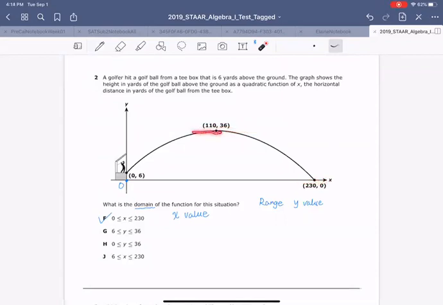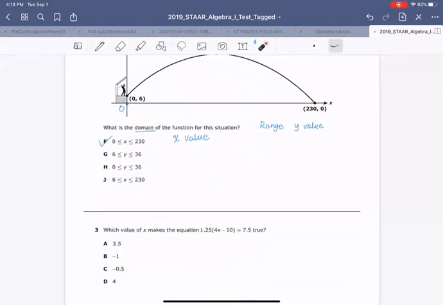You see here? This, your y value is 36. This is your y value is 0. If they ask you your range, then the answer is this. If they ask you your domain, then the answer is this. Does this help you understand this?